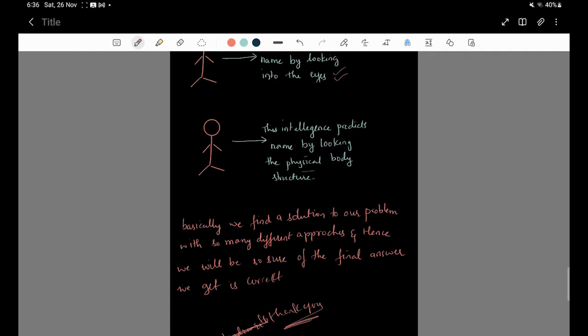If all the ways are giving the same answer, then we are more confident of the answer we are getting. For example, if you are trying a mathematical question and approach 1 says that the answer is 1, approach 2 says that the answer is 1, and approach 3 says that the answer is 1, then you are sure that the answer is 1.